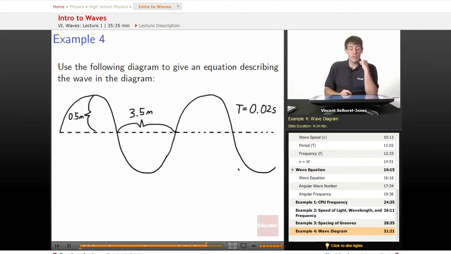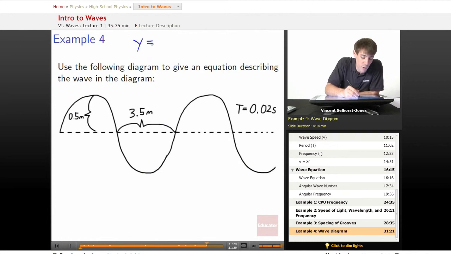Example 4. Use the following diagram to give an equation describing the wave in the diagram. Now, to begin with, let's point out, we just want to remember y equals A, the amplitude, times sine, the function that allows us to have periodicity, allows us to have oscillations occur algebraically, kx minus omega times time.